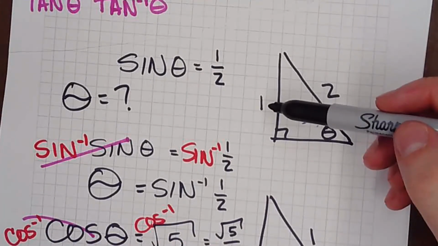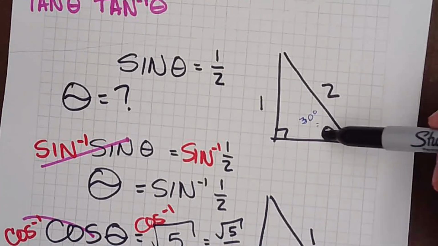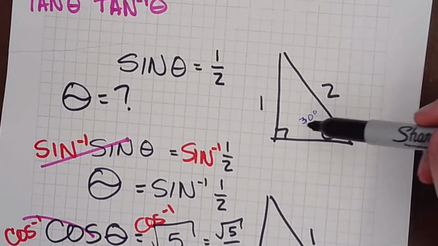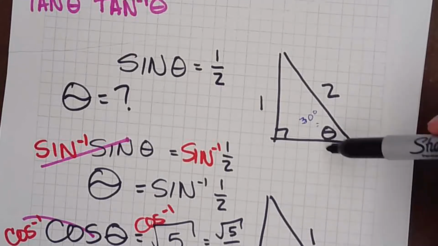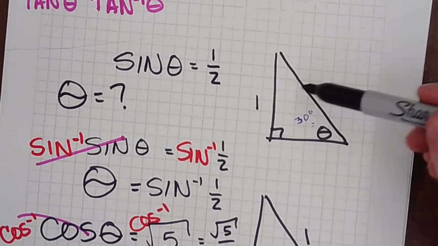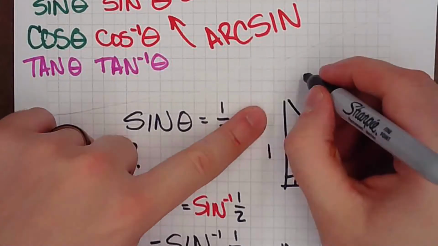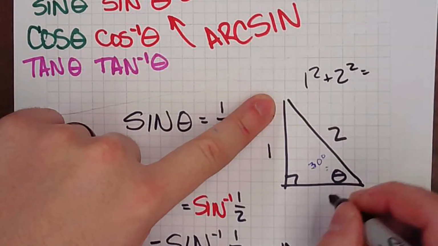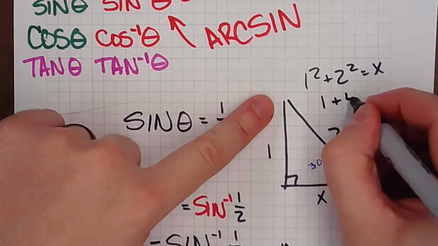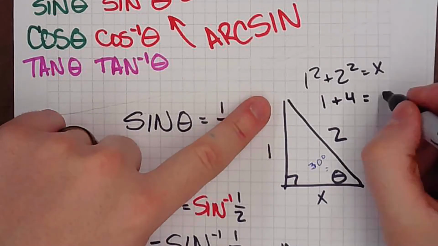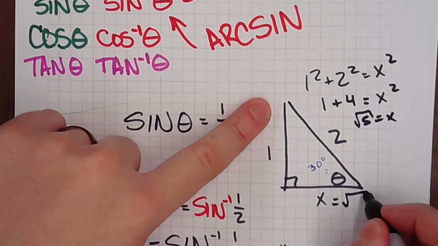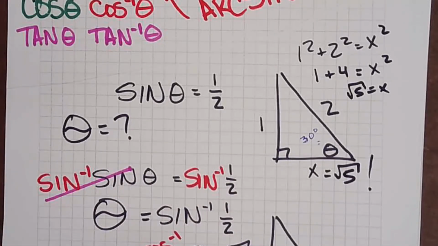This is 1. This is 2. What's the missing side down here? Yep. But what's the value of that side? The length. 1 squared is? Plus 2 squared is? Right? 1 squared is 1. 4. Then we have x squared. So I get root 5 equals x. So this should be root 5, but it says it's impossible. What did I do wrong?